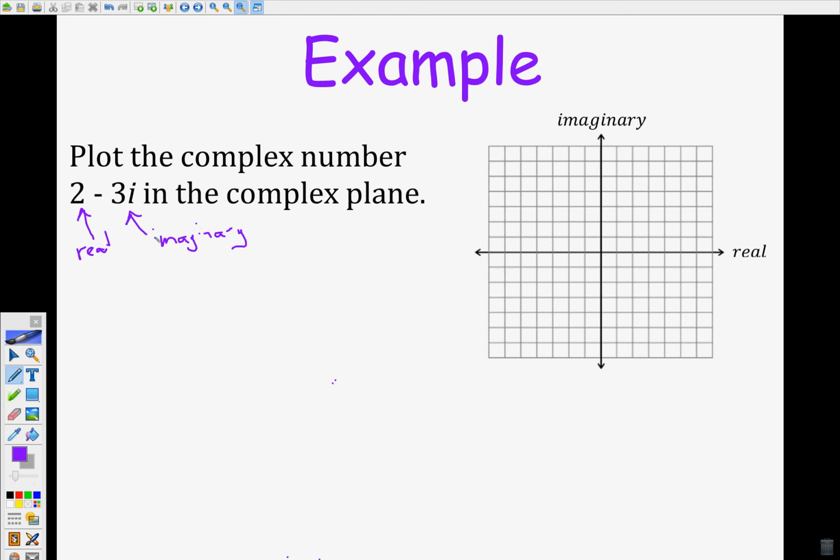Wow, I'm going to have to slow down and let my pen write better. So if we're going to do this, this means that we go over 2 and then down 3. 1, 2, 3. And so if we plot the complex number 2 minus 3i, it would be right down here in the fourth quadrant.